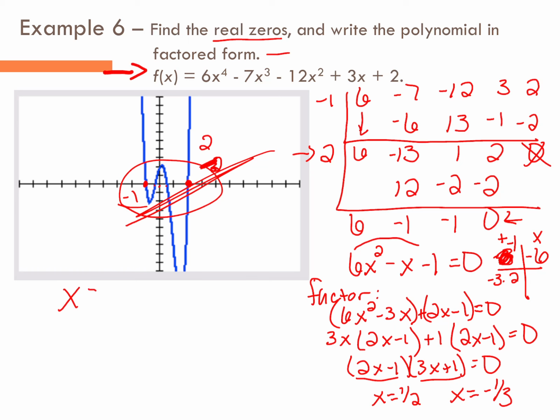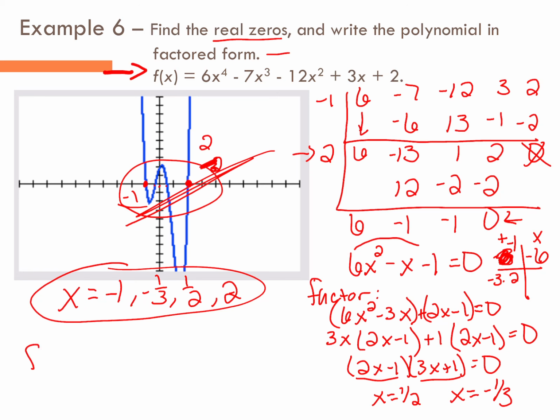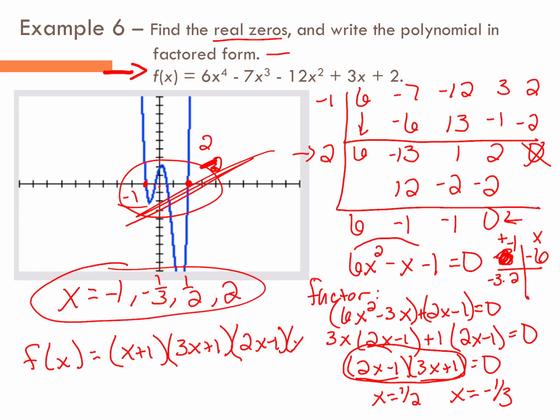So if I list them, I'm going to have -1, -1/3, 1/2, and 2. It doesn't matter what order you list them, just list them. And then I'm going to write them in your factors, f of x equals, so I would have x plus 1. Remember this -1/3? It's these factors that you got right here that you'll be writing. So that would be 3x plus 1, and then 2x minus 1, and then x minus 2 as your linear factors.